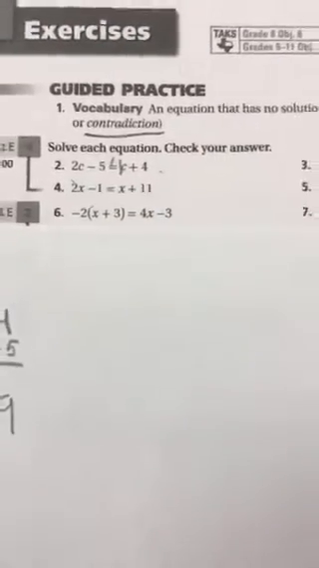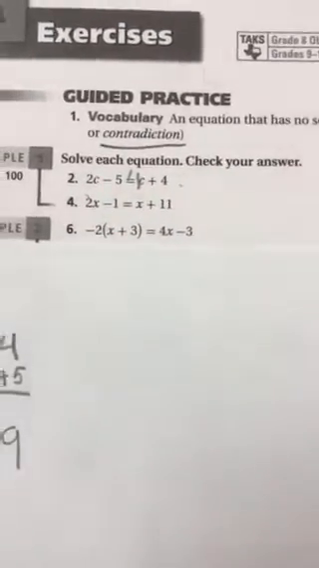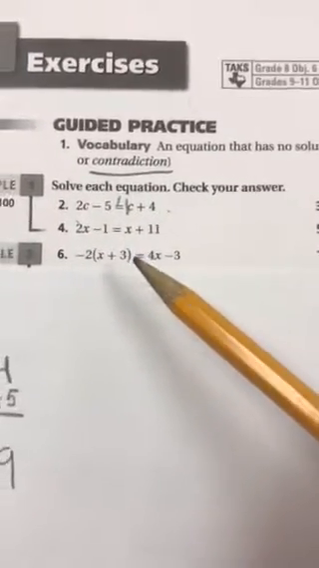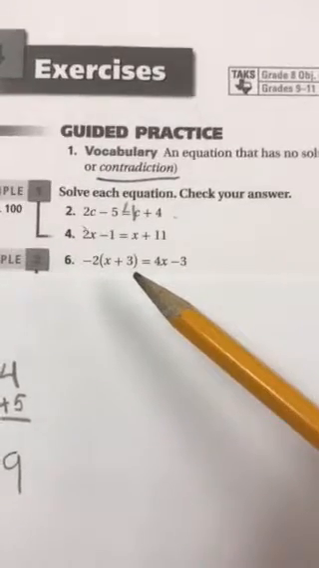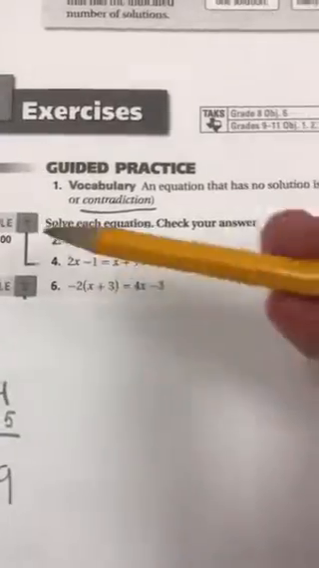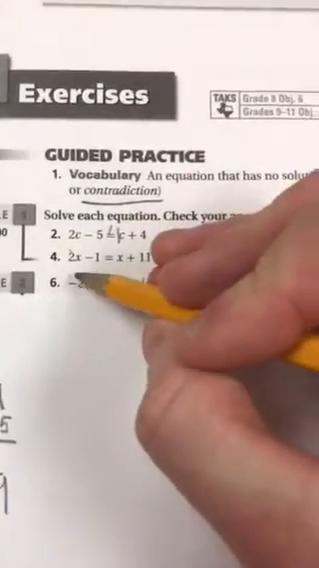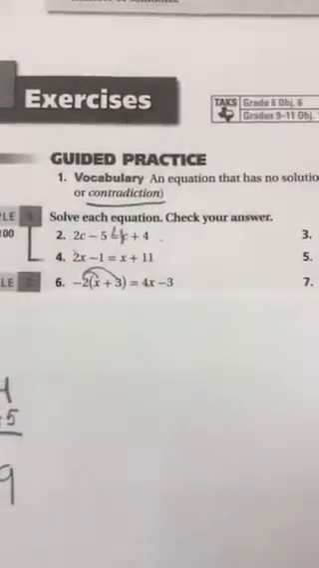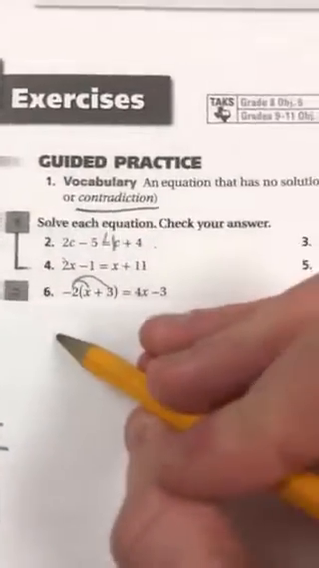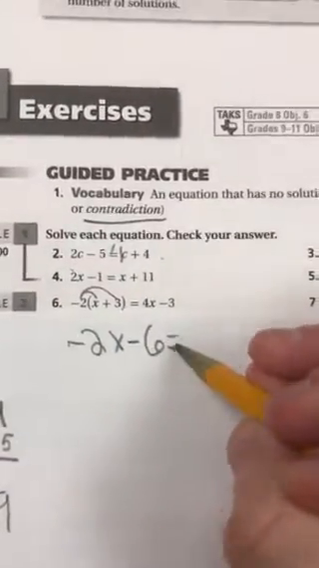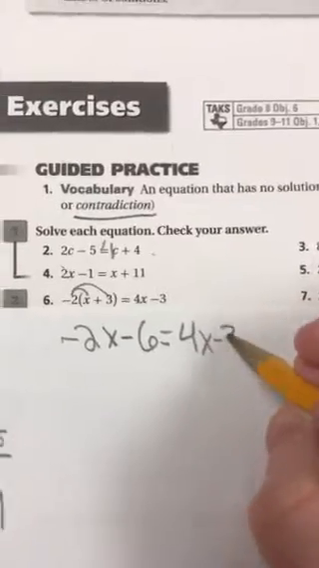Right now we have negative 2, parentheses x plus 3, equals 4x minus 3. Can anyone tell me what type of property this is right here? Just call it out. If you said distributive property, you are correct. So all you need to do is distribute this negative 2 to everything in the parentheses. So we have negative 2x minus 6 equals 4x minus 3.